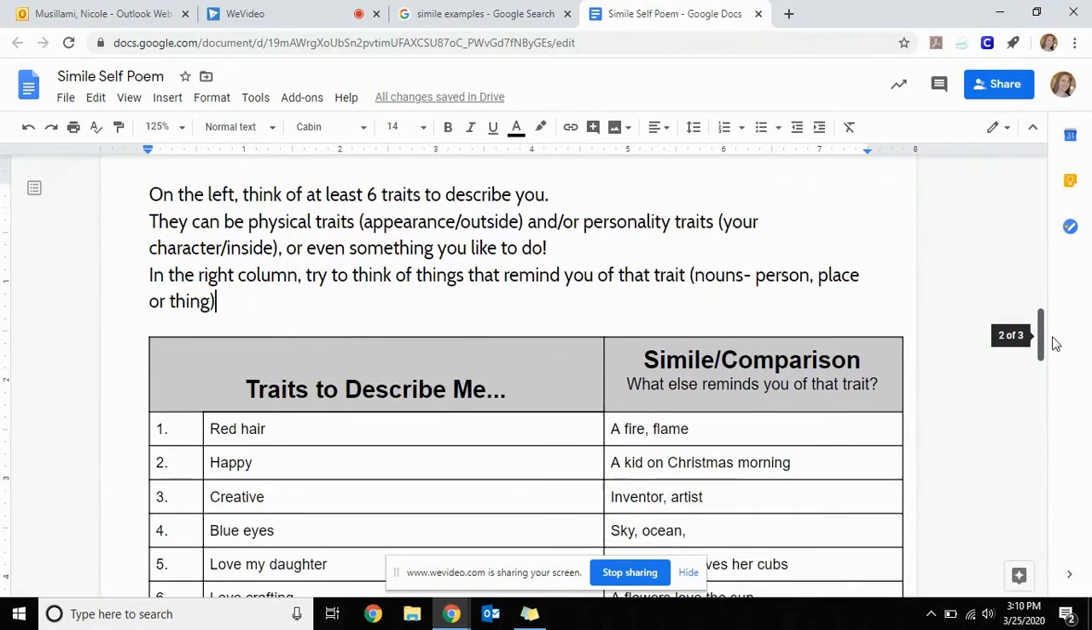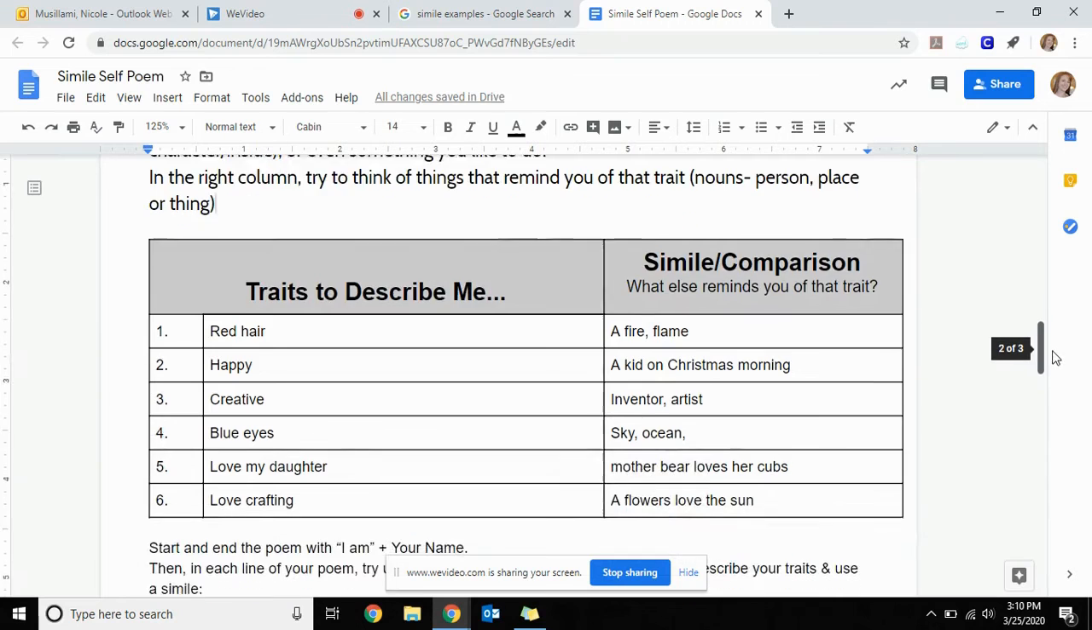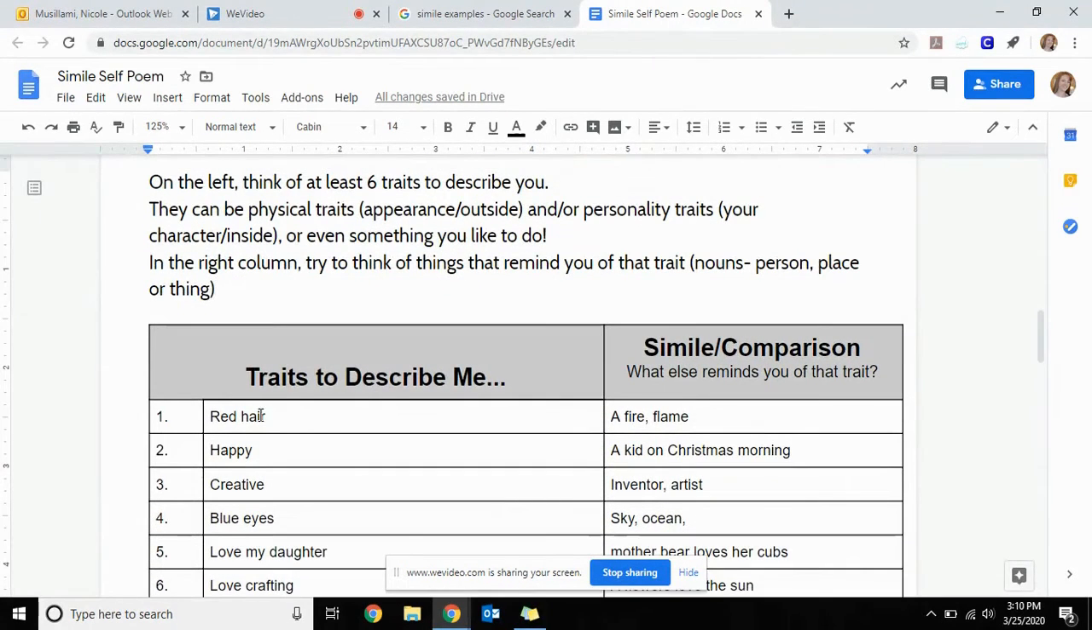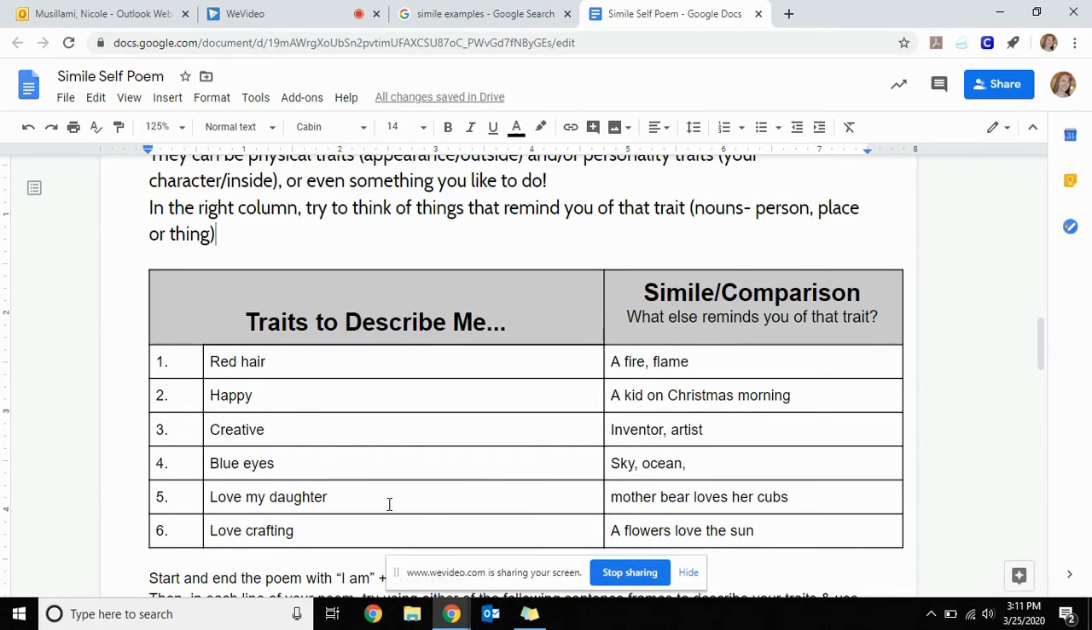So when you sit down to create your own simile self poem, I want you to follow this format. In this chart, on the left-hand side, you're going to brainstorm some traits that describe you. They could be physical traits, how you look, or your outward appearance. They could be personality traits, like your character, your inside, how you behave, kind of like when we worked on character traits in our books, reading about characters in stories. Or they could even be things you like to do. So I'll show you what I mean in a second. On the right-hand side, you're putting things that remind you of that trait. Try for nouns, people, places, or things.